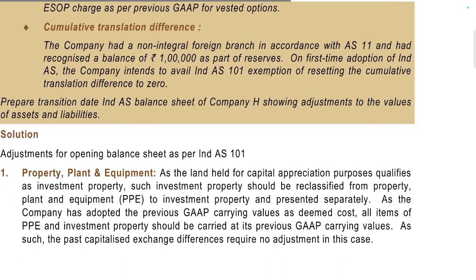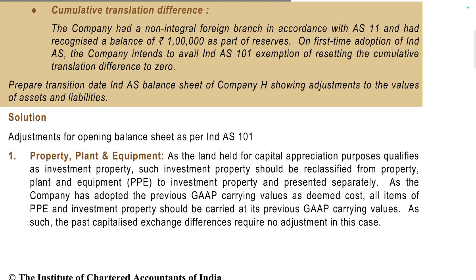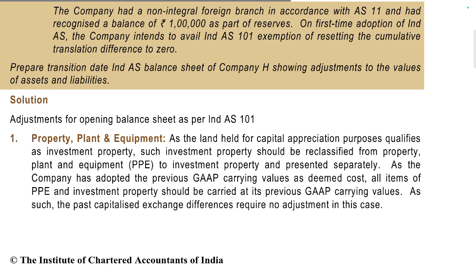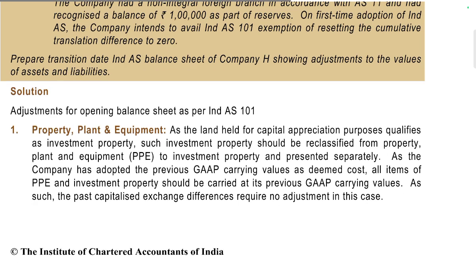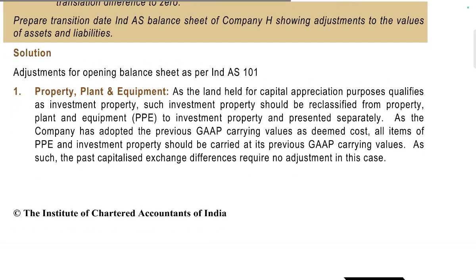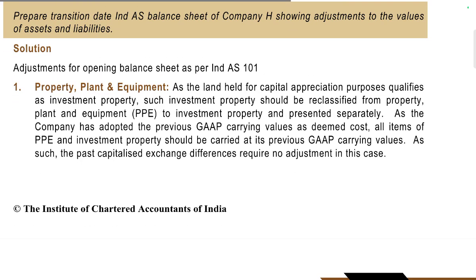The company intends to avail the Ind AS 101 exemption for share-based payment for non-restating the ESOP of the previously vested options. Cumulative translation difference: the company has a non-integral foreign branch, and according to AS 11, the recognized balance of 1 lakh is part of reserves. On first adoption of Ind AS, the company intends to avail the Ind AS 101 exemption of resetting the accumulated translation difference to zero. Preparing the transition date Ind AS balance sheet of the company, showing adjustments in the value of assets and liabilities.